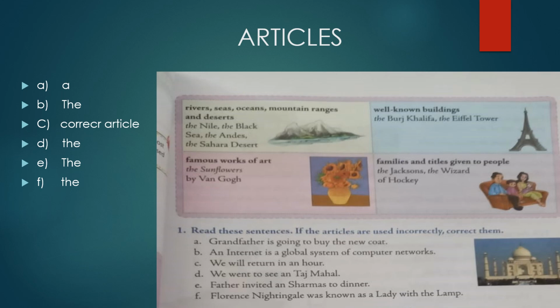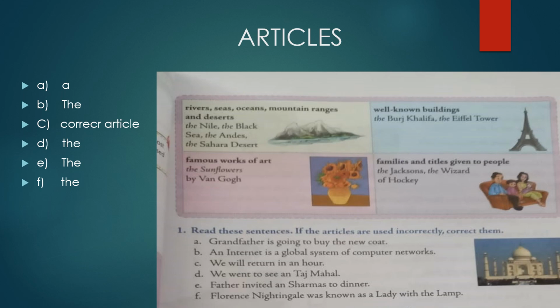Now come to C. We will return in an hour. That is the correct article. See, hour has a vowel sound at the start, because the H is silent. An hour, H-O-U-R, is pronounced as our. So that's why we have put here an, and this is correct. We will return in an hour.